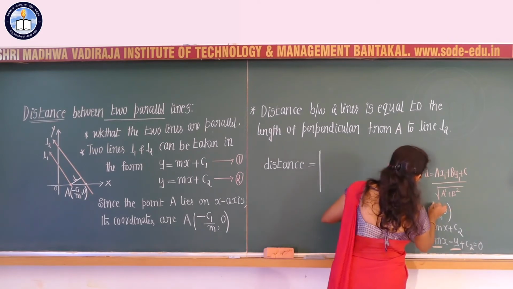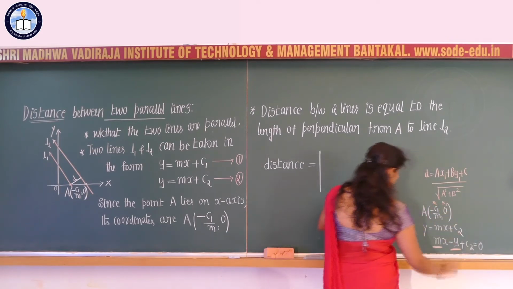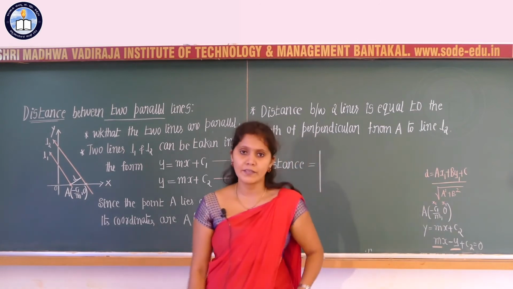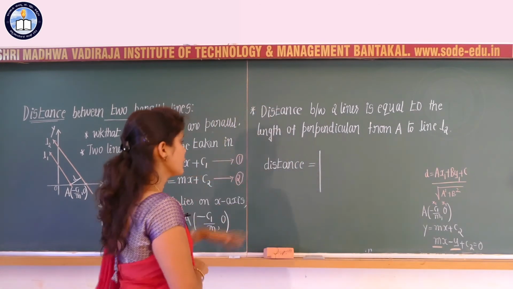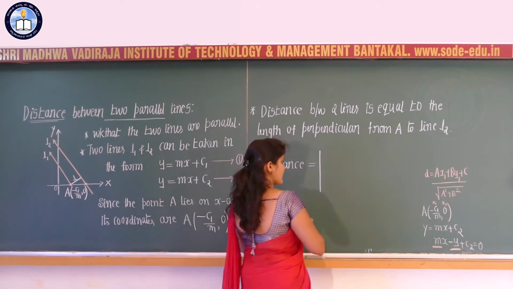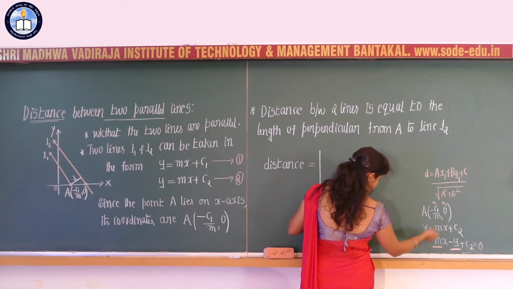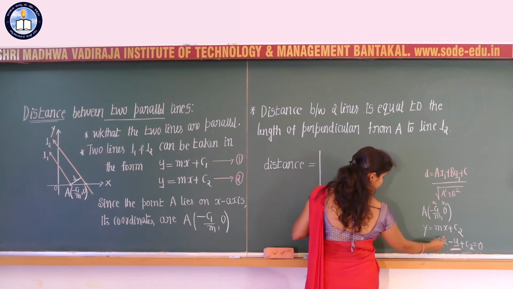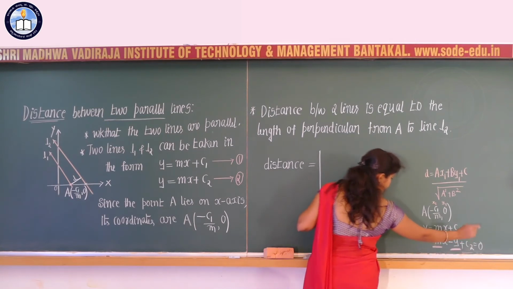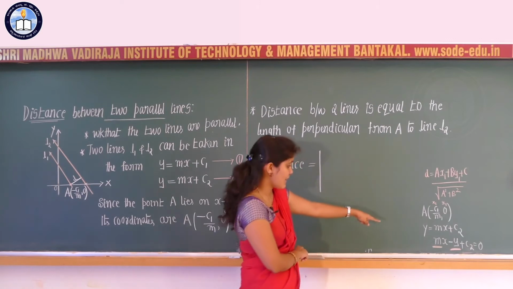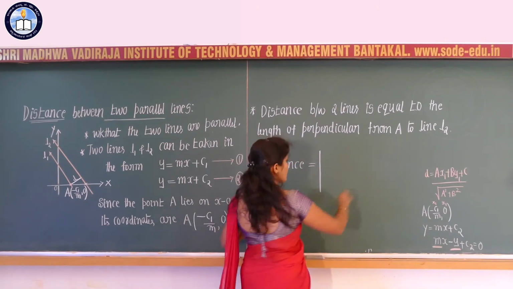x1 is nothing but minus c1 divided by m, and y1 value is equal to 0. So if you are substituting in the formula, then that becomes a into x1, m into a value is nothing but, this is present in the form of a into x plus b into y plus c is equal to 0. What is the value of a? Value of a is equal to m.